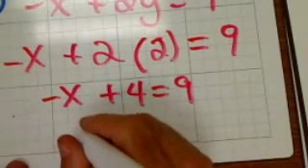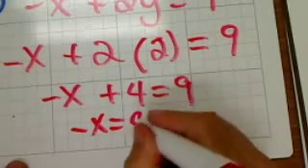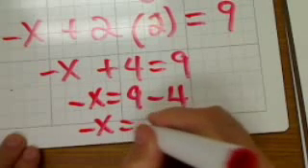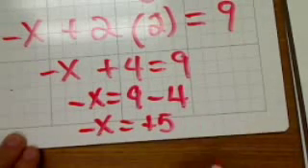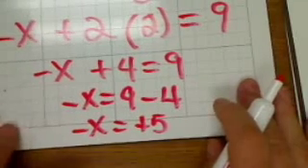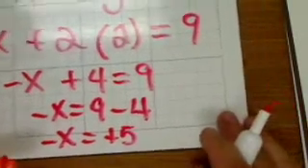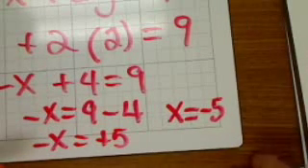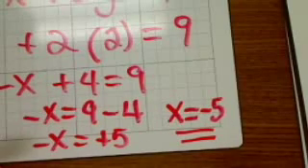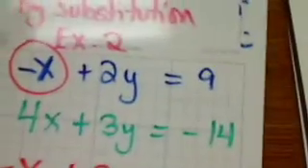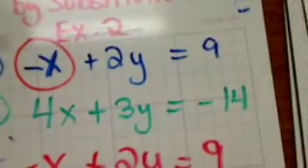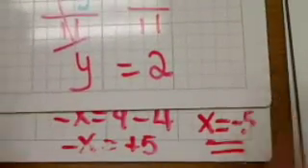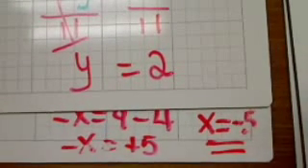And that means that I'll have minus x equal to 9 minus 4. Subtract 4 from both sides. Minus x equals plus 5. And just a little bit more work. If I multiply both sides by negative 1, I will have x equal to negative 5. So that's great. Now I've got two values, really. I've got y equals 2 and x equals minus 5.